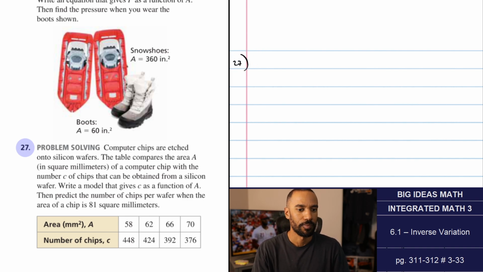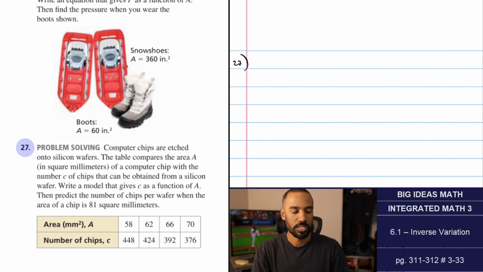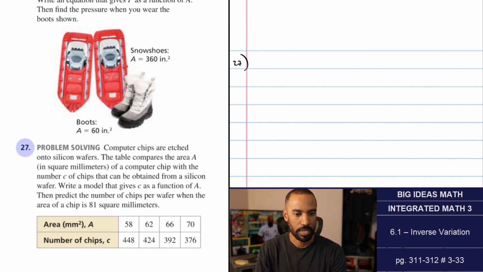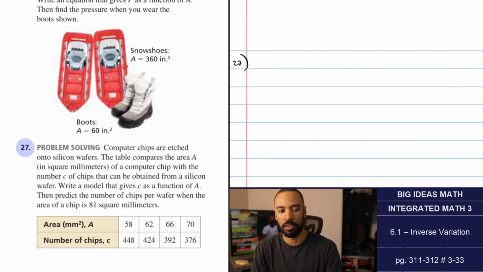Why not? Computer chips are etched into silicon wafers. The table compares the area A in square millimeters of a computer chip with the number C of chips that can be obtained from a silicon wafer. Write a model that gives C as a function of A. Then predict the number of chips per wafer when the area of the chip is 81 square millimeters.